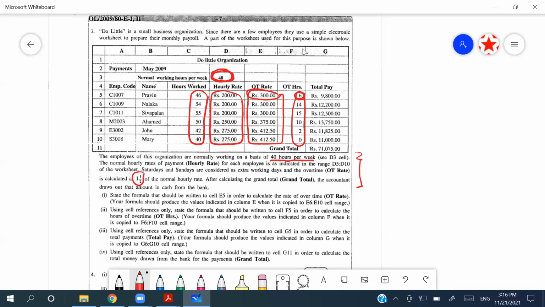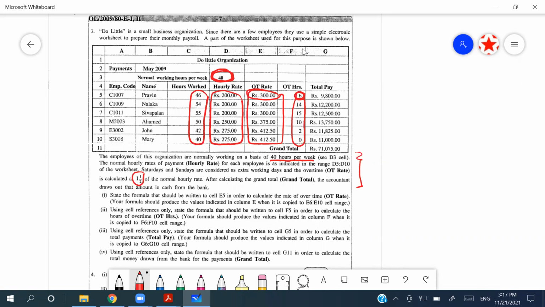Hold on. Here, are they talking about a week or a month? Hold on. Yeah, it seems they are doing the calculation just for a week, right? Yes.